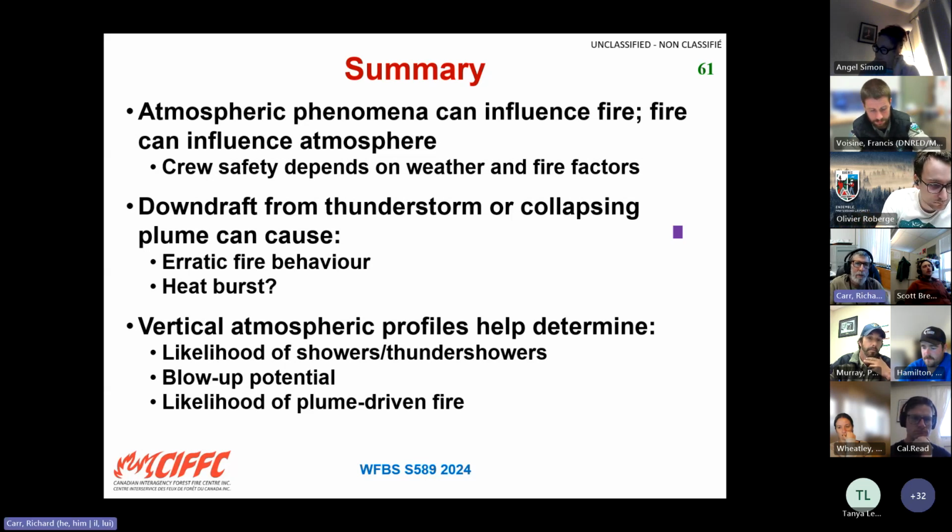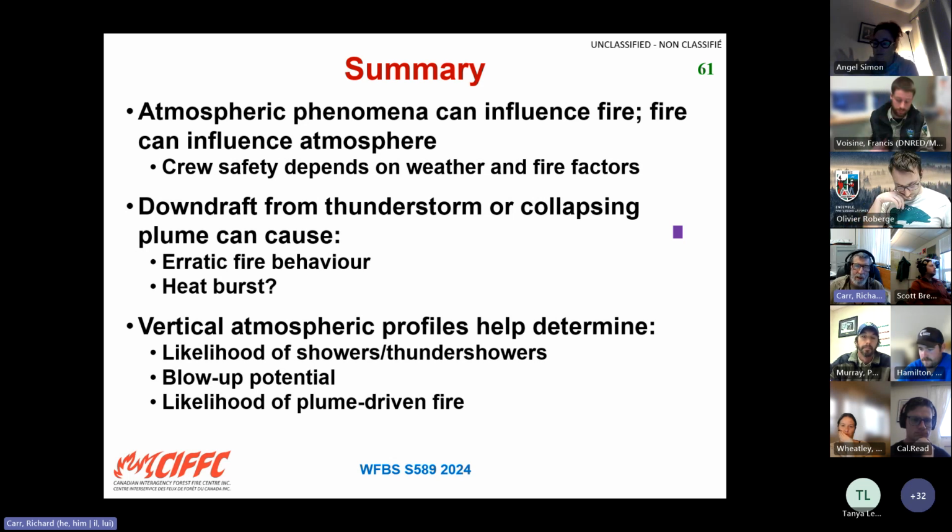Anyways, crew safety, of course, depends on weather and fire factors. We've talked about a few of those, and you'll hear some more later this week as well. A downdraft from a thunderstorm or collapsing plume can cause erratic fire behavior, maybe heat bursts and other things. With erratic fire behavior, you always tend to get an unstable column. You get air mixing in from the sides. You can get that plume collapse. You can get outflow, all sorts of interesting things, and of course a lot of radiative heat that just keeps that fire going.